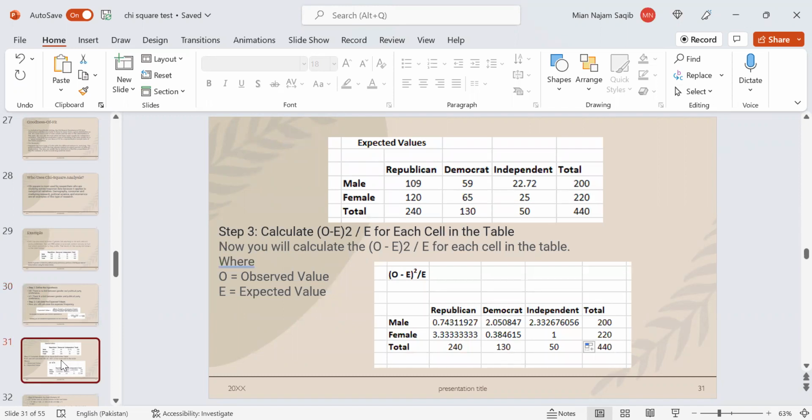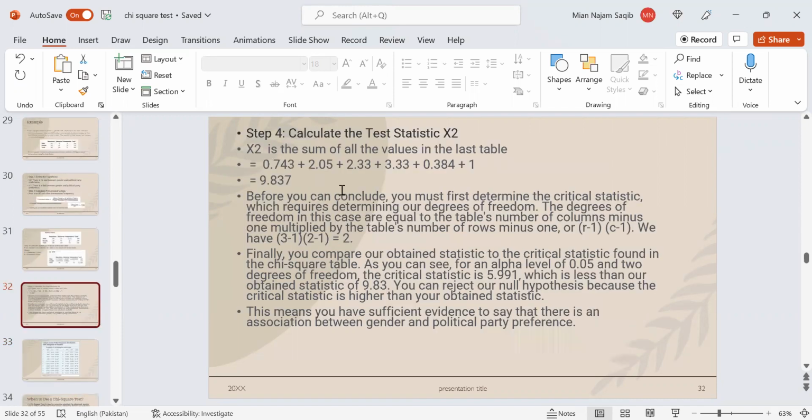Step 3, you will calculate the chi-square value, which is observed minus expected, squared, over the expected value. And this can be seen done in the table, which is shown. Step 4, we calculate the test statistic. This is basically going to be the sum of all the values in the last table.